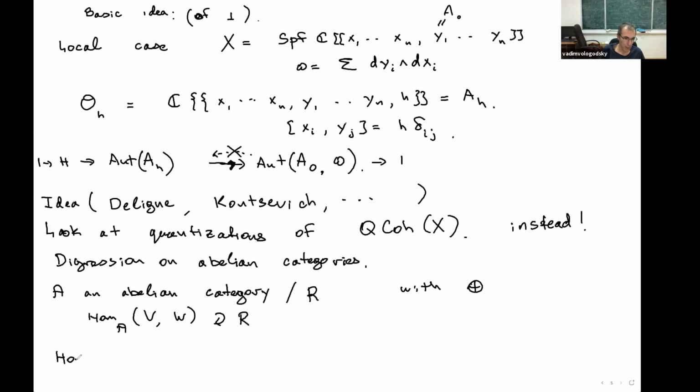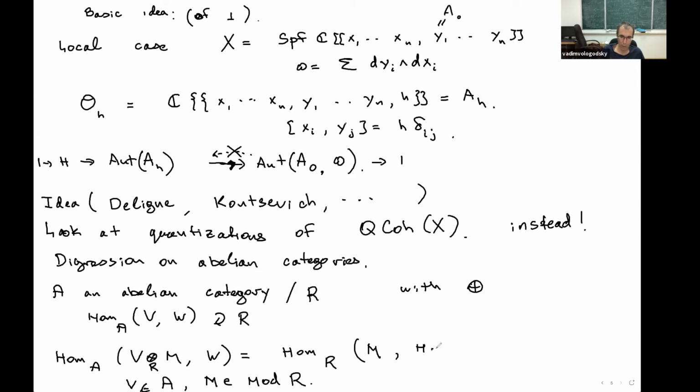So if I have such an R-linear abelian category, then I can tensor any object of this abelian category by a module. So V is in A, R is commutative, and M is an R-module. How do I define this tensor product? Well, I will define it by universal property first. I will tell you what are morphisms from this object, which is going to be a new object of A, to any W: it is Hom over R from M to the R-module Hom over A from V to W.